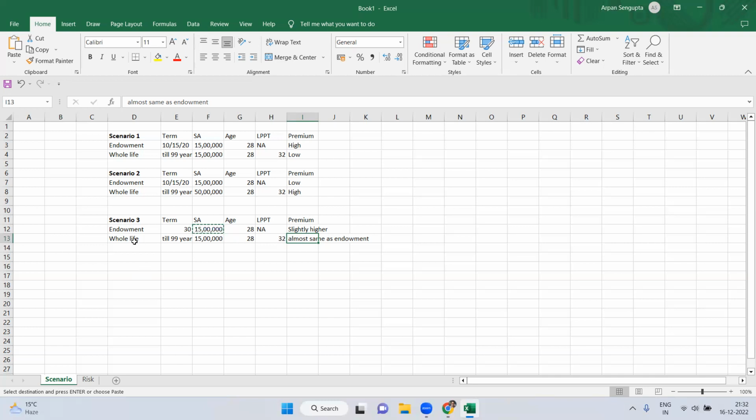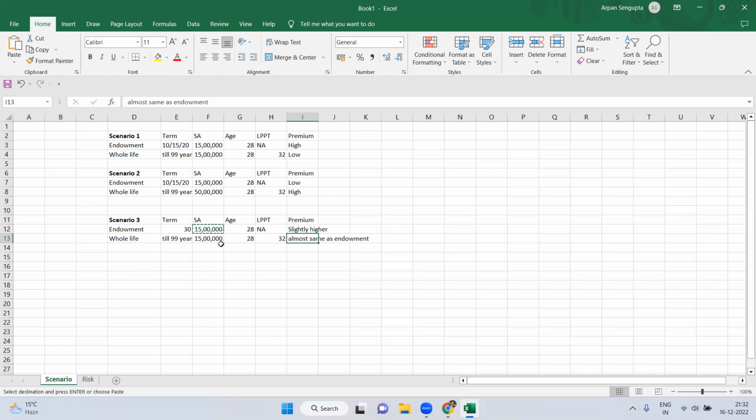Whole life has slightly lower investment risk, not endowment. And because of that, endowment has slightly higher investment risk. That is precisely the reason why the premium would be higher. It will almost be the same. Maybe whole life would be 2000 and endowment would be 2500, because they are covering the same risk. Investment risk is the main risk. They are giving the same death benefit, or the same benefit in that case. So even if the term is the same and everything remains the same, the whole life would have slightly lower premium.